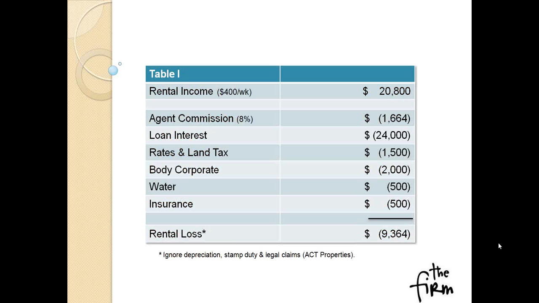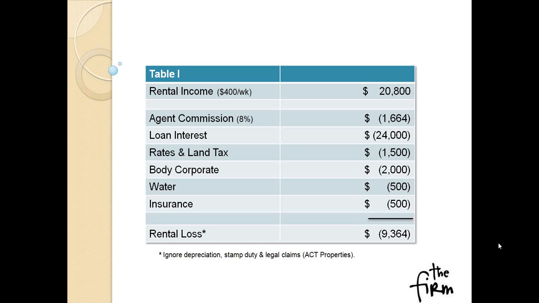So getting back to the example, we've got rental income of $20,800, agents' commissions at 8% of $1,664, loan interest of $24,000, rates and land tax, body corporate, water and insurance. Given this is a fairly simple example, I've ignored stamp duty and legal expenses as well as depreciation. Depreciation is quite a complex issue and I'll cover this off in a future webinar.